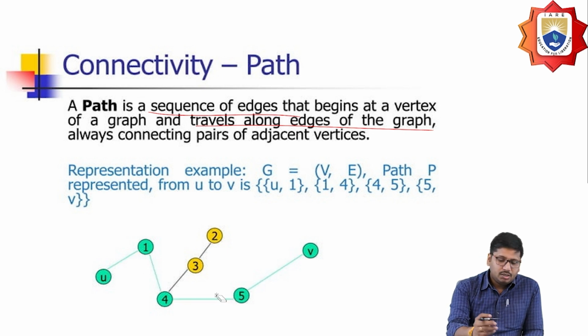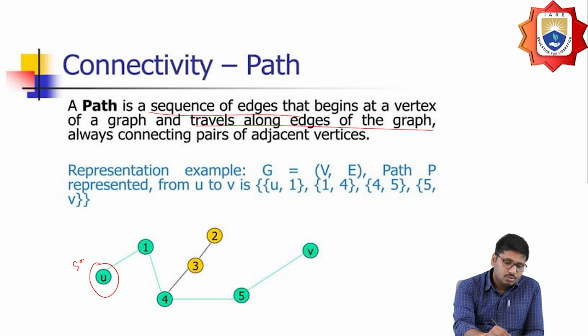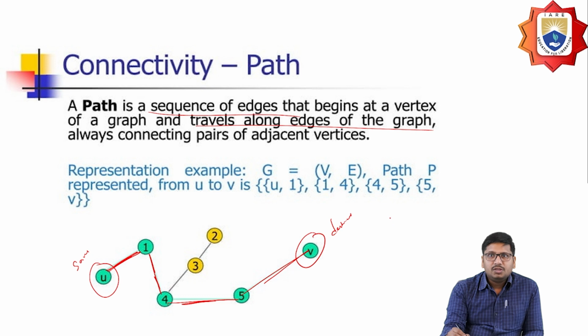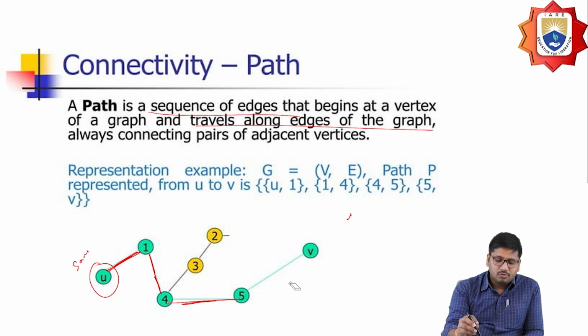Suppose this is the source and this is the destination. What is the path between the source and destination to reach it? This is one path: reaching vertex v1, v4, v5 and then the destination. This is the path. Similarly, suppose the graph looks like this.